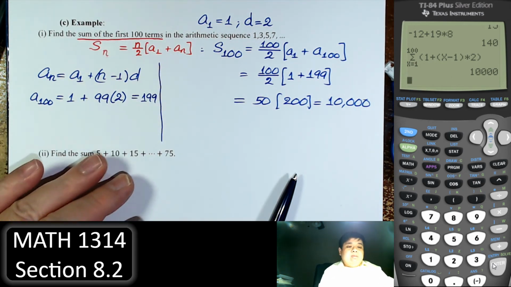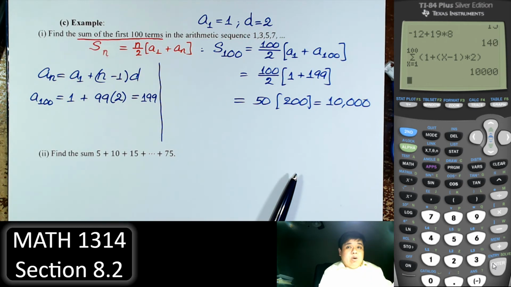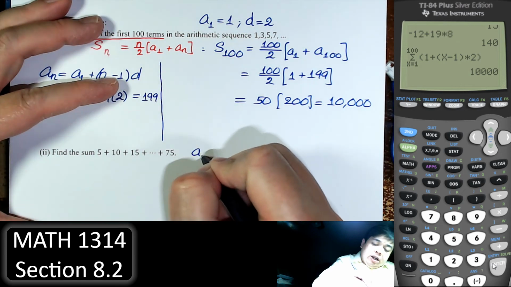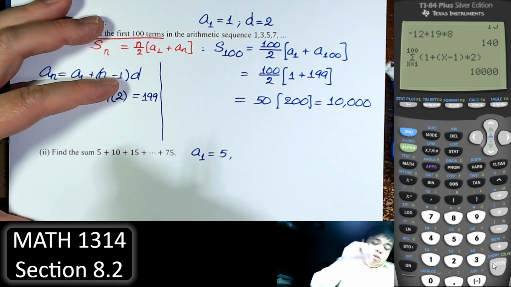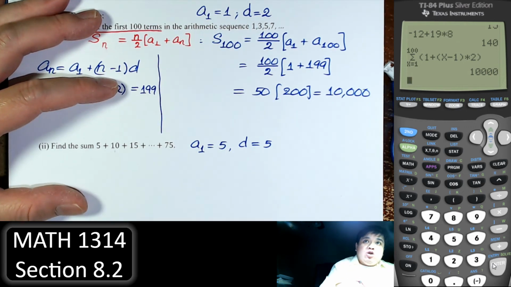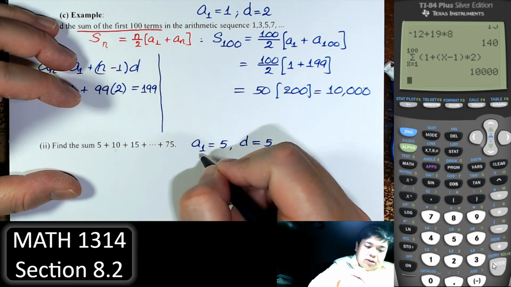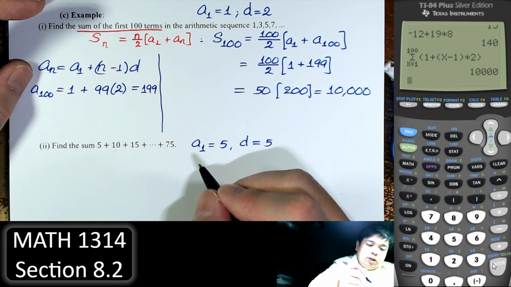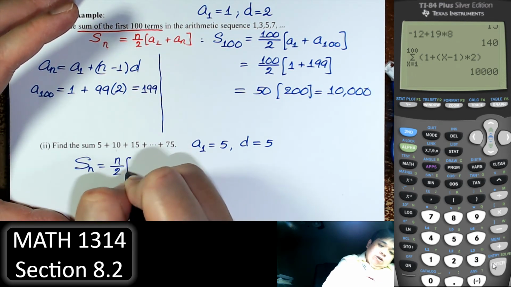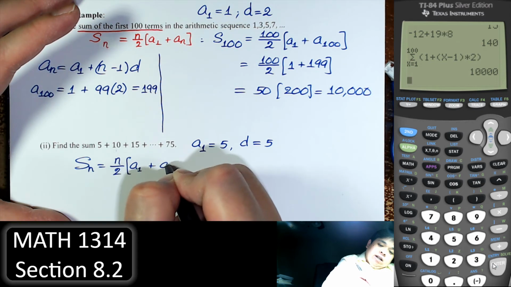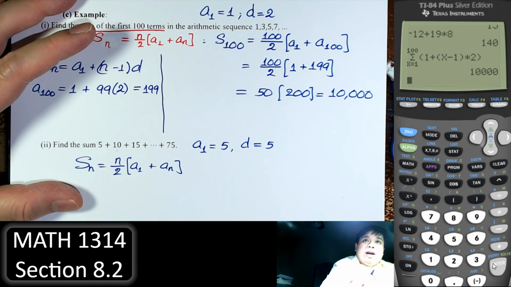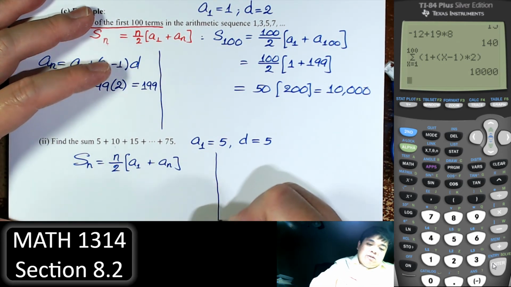Next, we find the sum of this up to 75. In this case, we don't know how many terms we have, but we certainly can find it. One thing for sure, the first term is 5, and from this term to the next, the common difference is also 5, plus 5, plus 5, and so on. Right, so s of n equal to n over 2 times a1 plus a sub n. So this time we know a1 is 5, a sub n is 75. We just don't know n, right? So we certainly can find it.